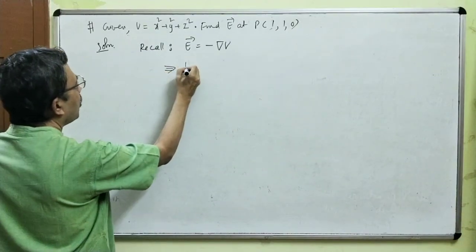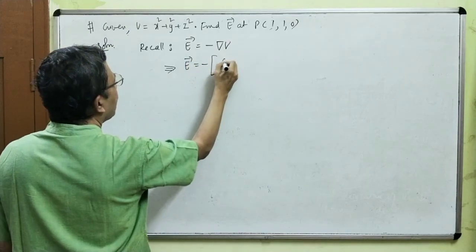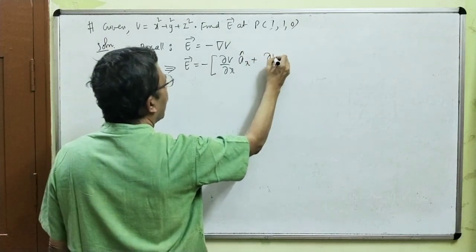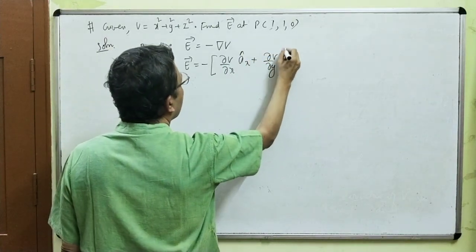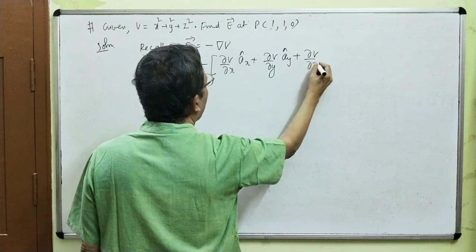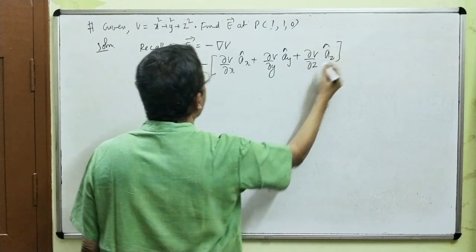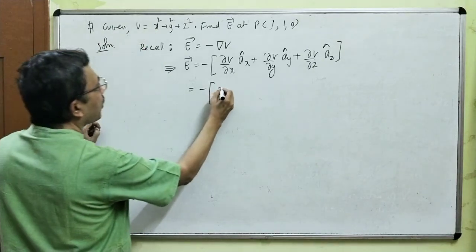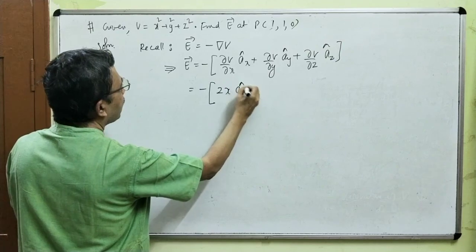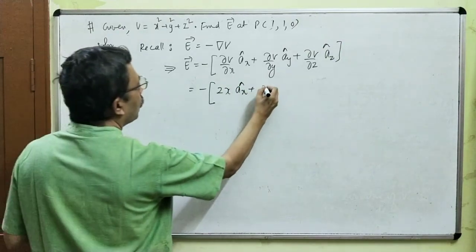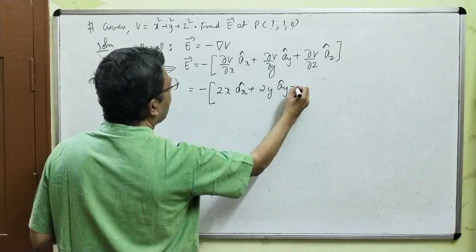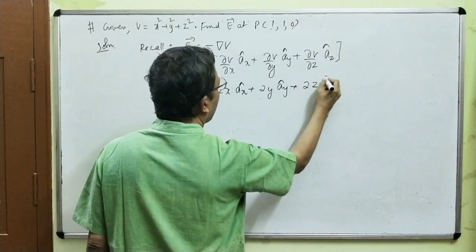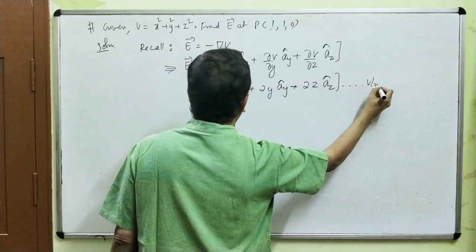Therefore, this implies vector E is equal to minus [dou V by dou X into AX cap plus dou V by dou Y into AY cap plus dou V by dou Z into AZ cap]. What is dou V by dou X? It is 2X, 2X into AX cap. What is dou V by dou Y? 2Y into AY cap. What is dou V by dou Z? 2Z into AZ cap. Unit is volts per meter.